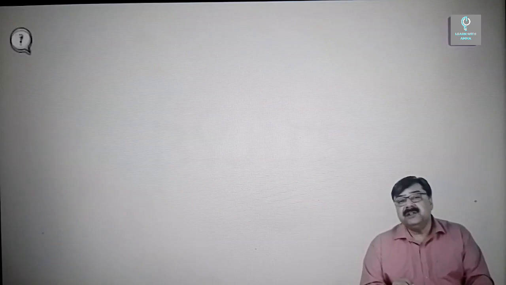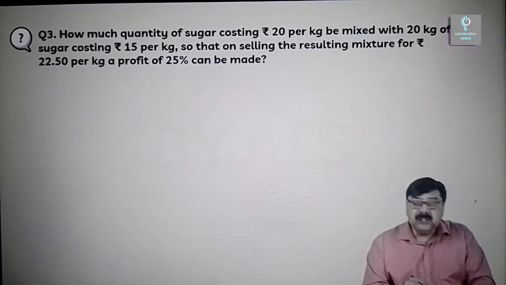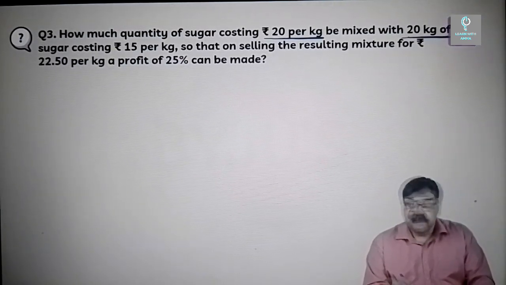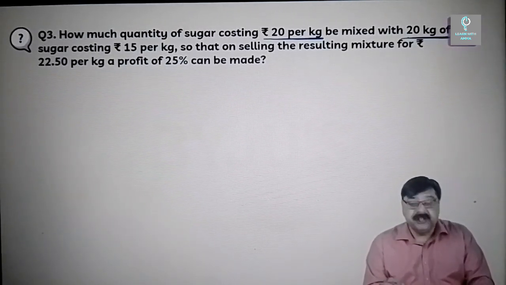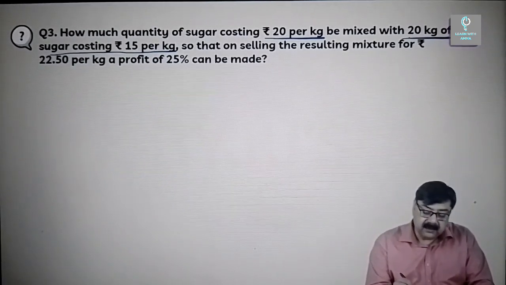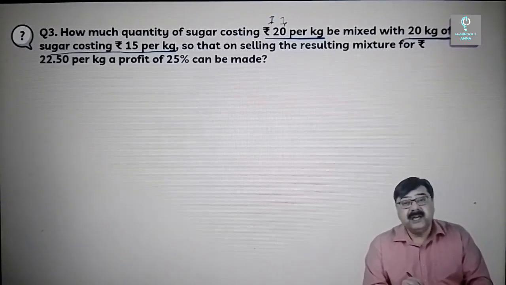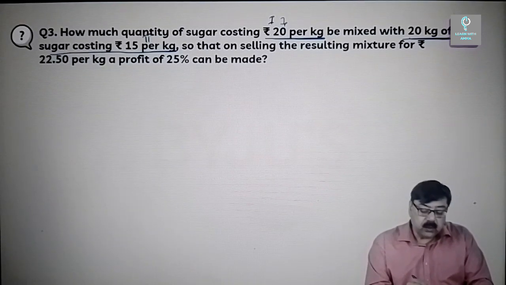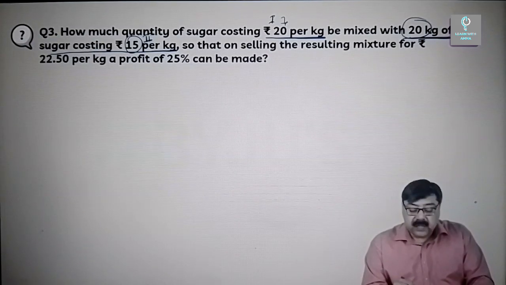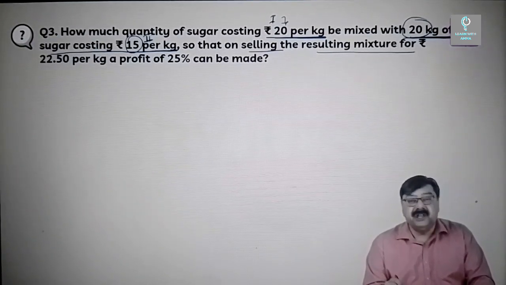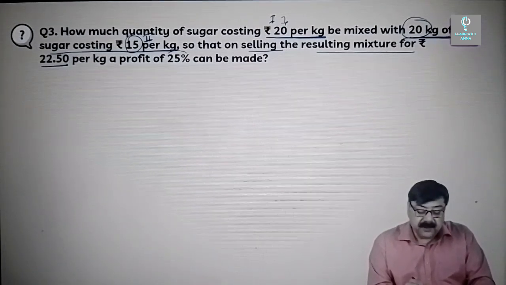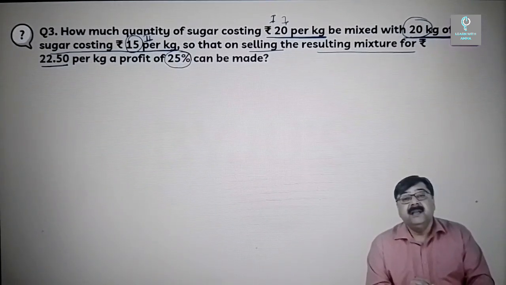Now let's have a look at a question of similar type. How much quantity of sugar costing rupees 20 per kg must be mixed with 20 kgs of sugar costing rupees 15 per kg? So again, type 1 cost is given to us as rupees 20 per kg, type 2 cost is given as rupees 15 and its quantity is also mentioned, so that on selling the resulting mixture for rupees 22.5 per kg, a profit of 25% can be made.